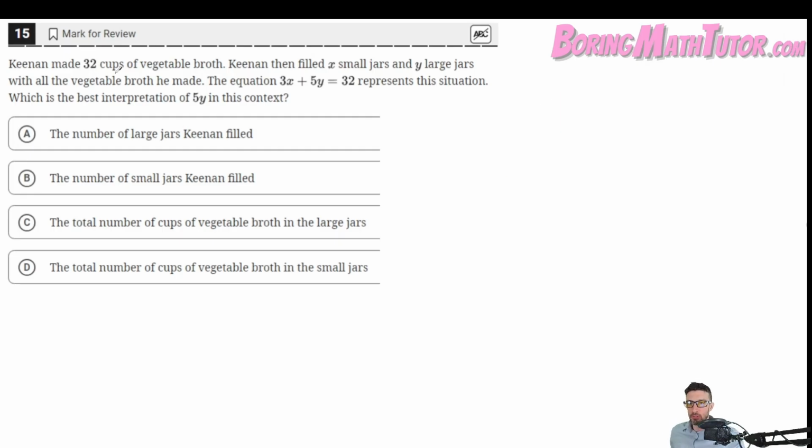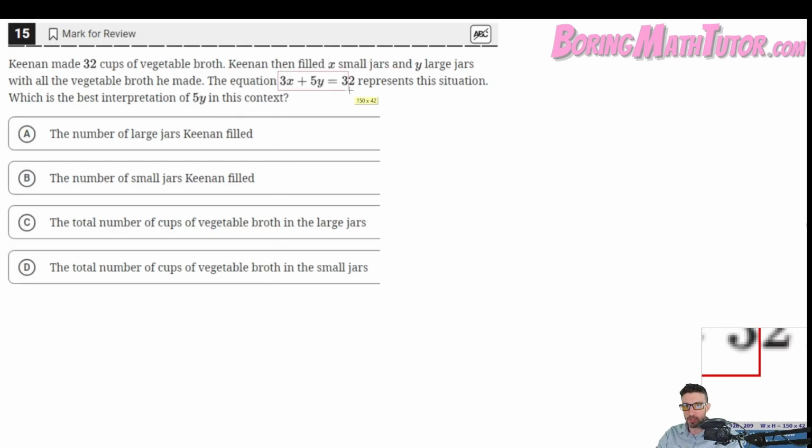Keenan made 32 cups of vegetable broth. Keenan then filled x small jars and y large jars with all the vegetable broth he made. Whatever. We don't really need to read this, because this is a particular problem type where they're saying that the equation blah blah blah represents a situation, and they're asking what's the best interpretation of the 5y.